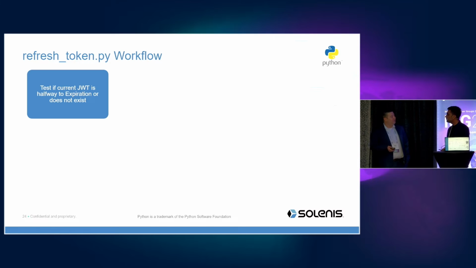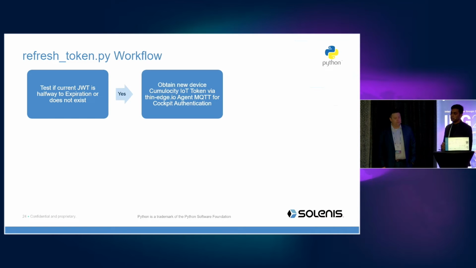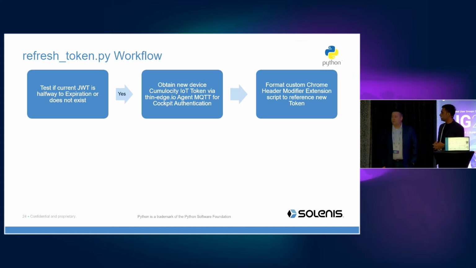Would you like to go through this one? Yeah, so we have the JWT token from the platform itself, which we can extend to any hours that we want. Currently, we have extended our JWT token to 15 hours. But on the Pi side, we are updating every hour. So we check before the JWT token expires, and we make sure that we update the JWT token. So we obtain the new device Cumulocity token via the agent, and we pass it to the MQTT to display the cockpit authentication.